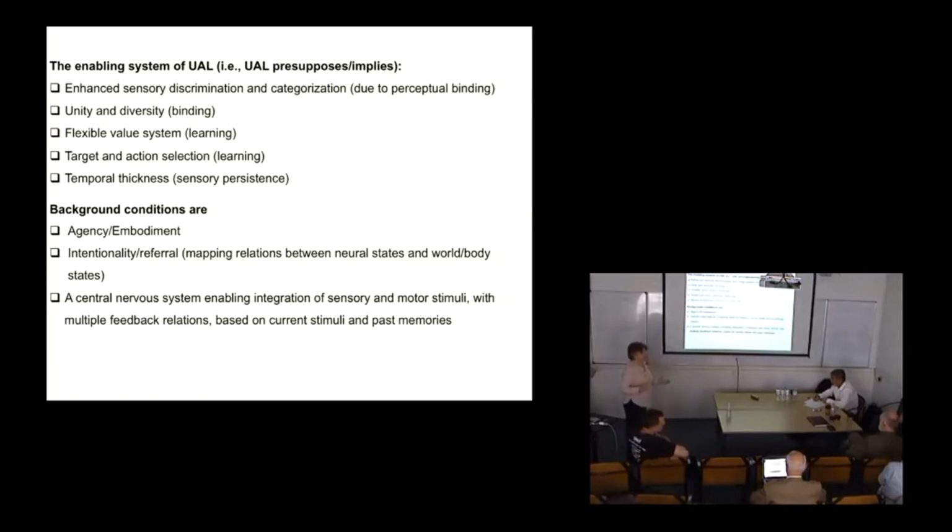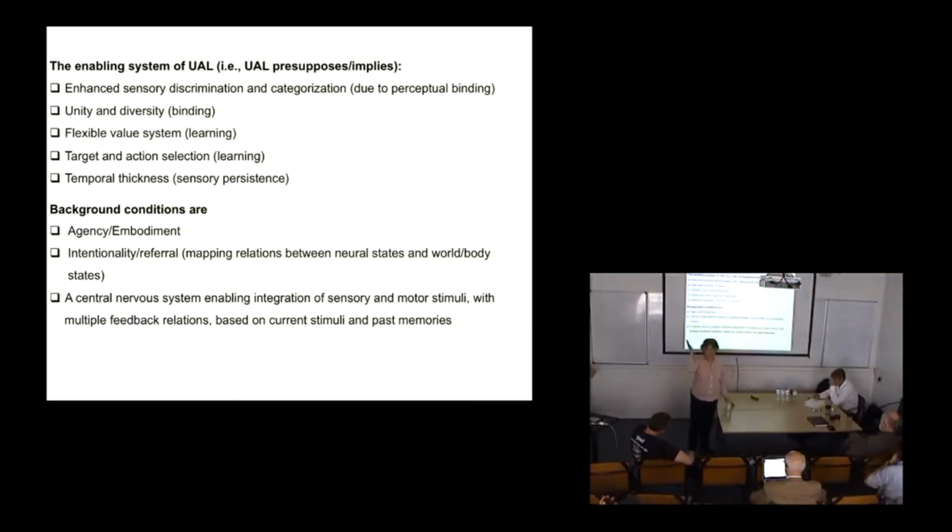We think that the necessary condition, we didn't start with it, but we think that the necessary condition is a central nervous system that enables integration of sensory and motor stimuli with multiple feedbacks and relations based on current stimulus and past memory. We think that all this is very, very important. Otherwise, we will not have this kind of complexity. Yes, plants can do great things.